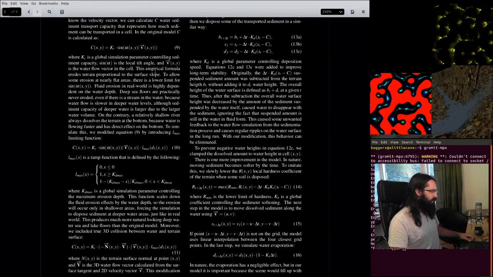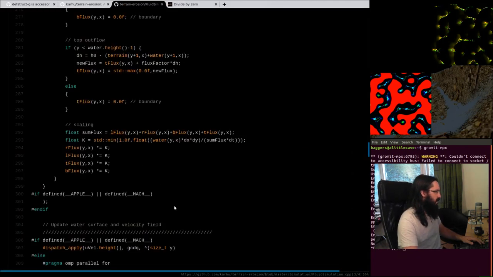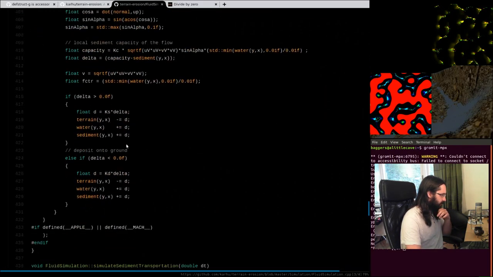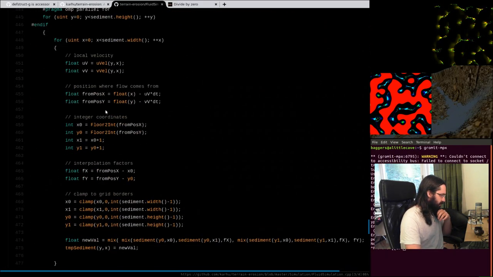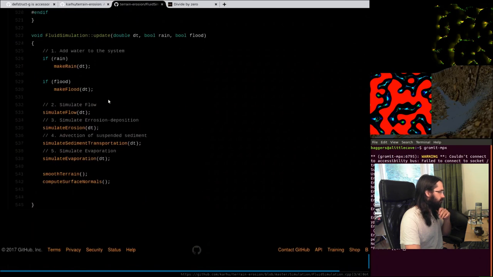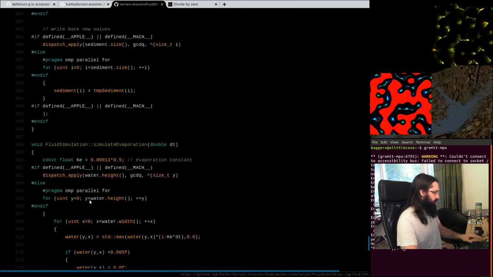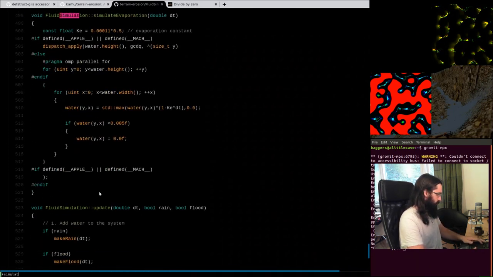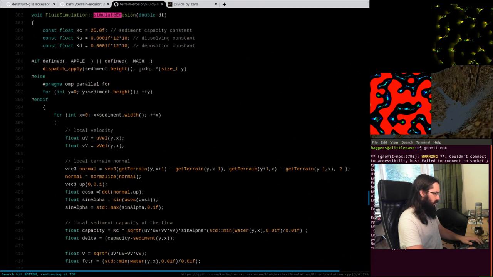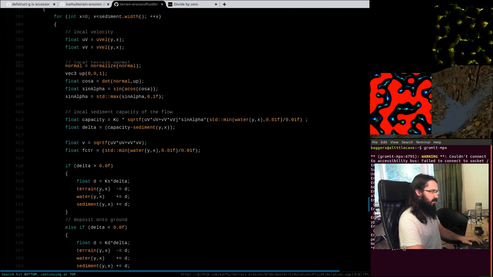That's kind of balls. Let's look at what the other guy does. I think in his one, he does it differently again. I think he uses a simplified capacity model, if I remember. Simulate erosion. Right, so in here, there should be capacity. Yeah, there we are, there's capacity.